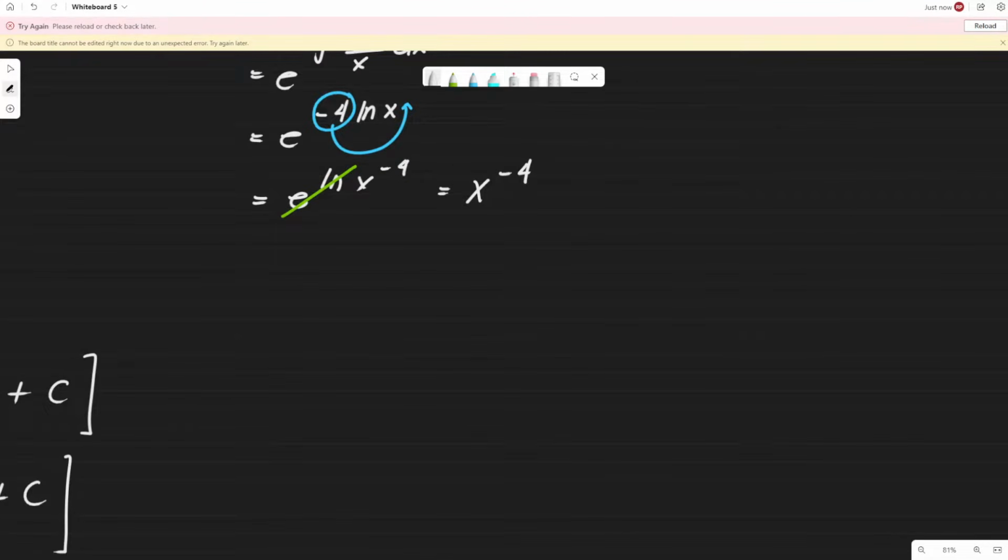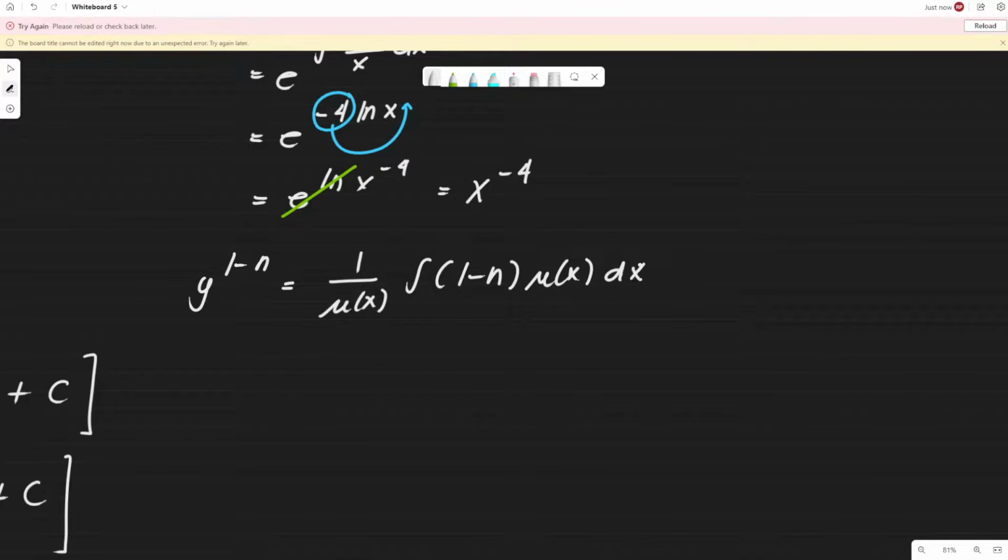So, we can now substitute. We have y raised to 1 minus n is equal to 1 over mu of x multiplied by the integral of mu of x times q of x dx plus c. Sorry, q of x pala. Just plug in, no? Just plug it in. Okay?